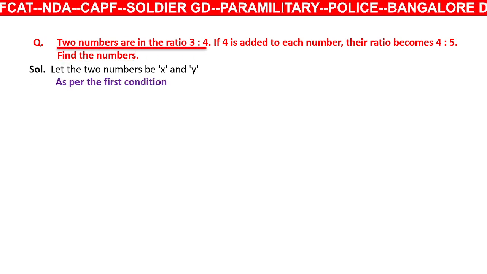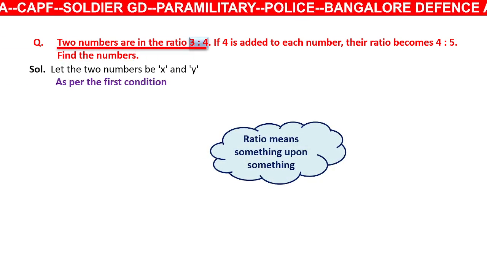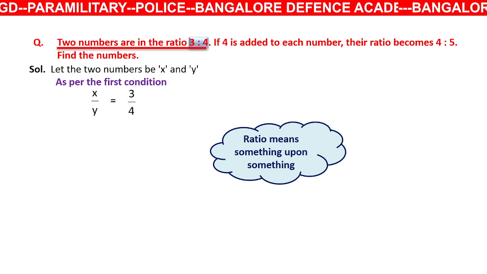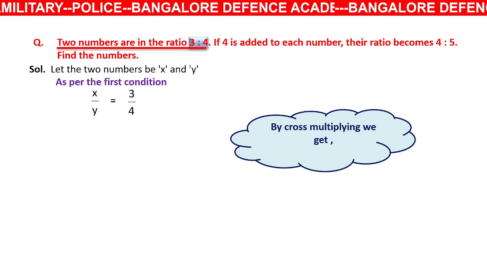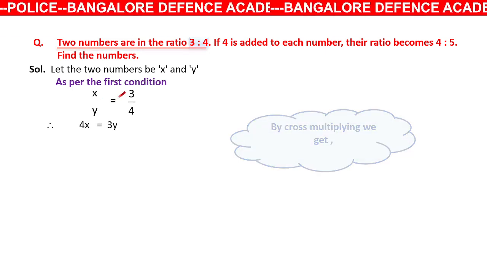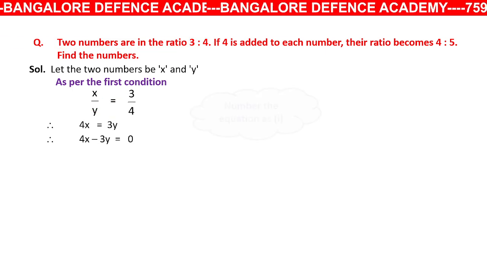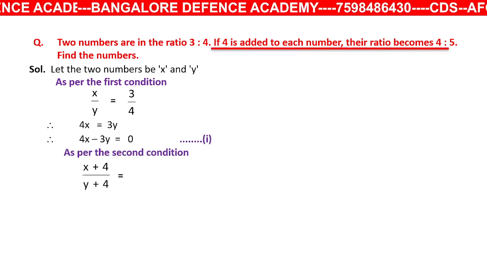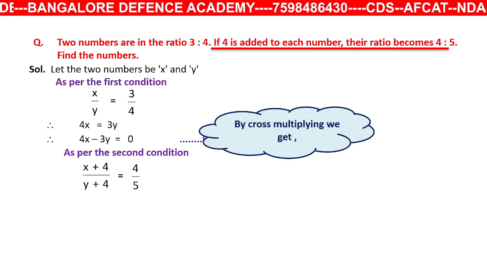So you get the first condition. The ratio means something upon something, so that means x by y is equal to 3 by 4. Here, when 4 is added to each number, this is the first equation which I get, and x plus 4 by y plus 4, the ratio becomes 4 by 5.